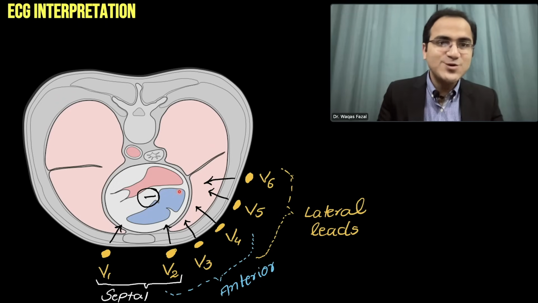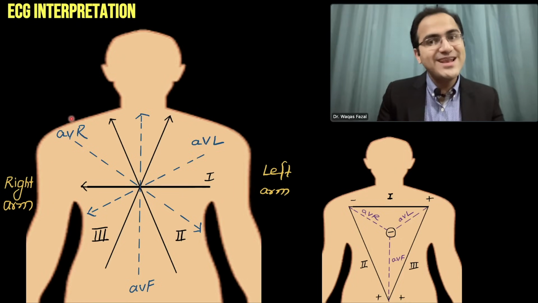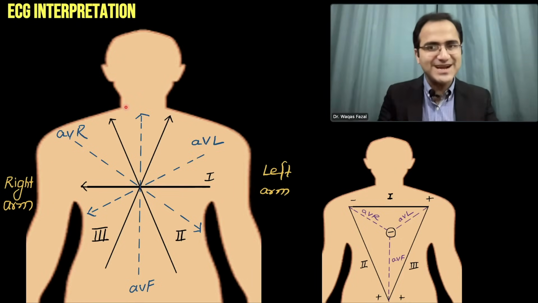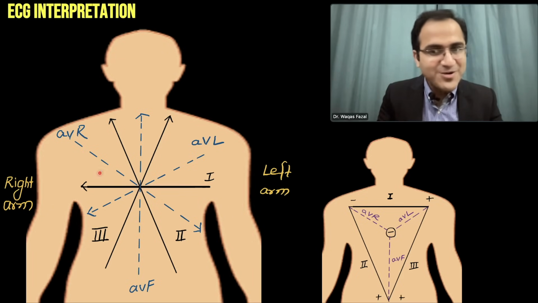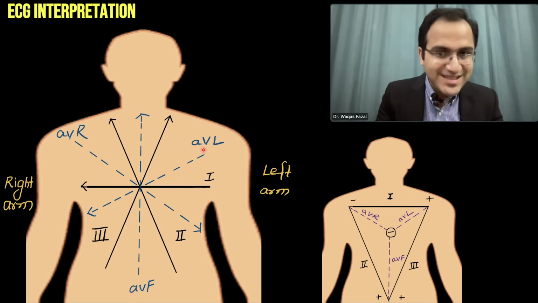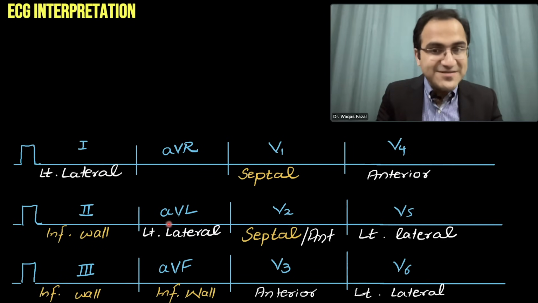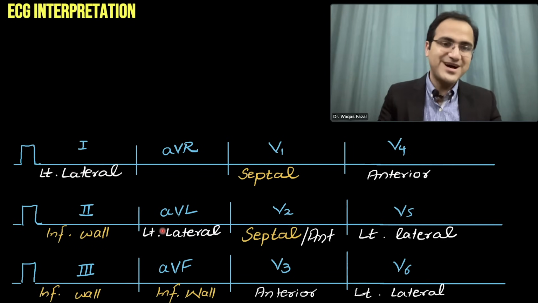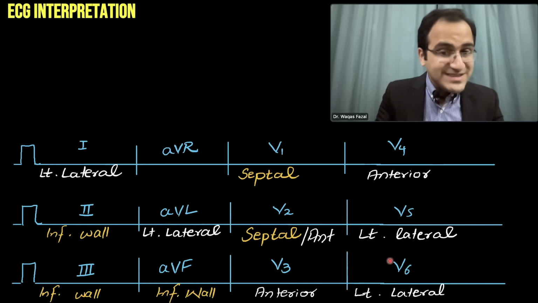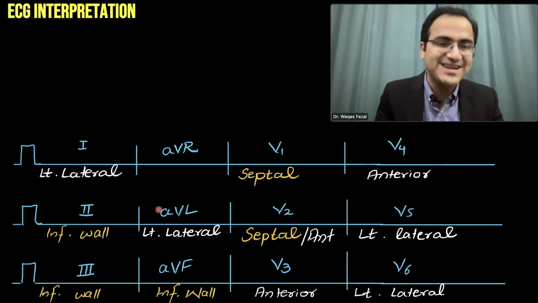Now, if I ask you what are the leads looking at the lateral side of the heart, these are leads V4, V5, V6. And in the hexaxial leads, what are the leads that are looking at the lateral side of the heart from positive to negative side? These are basically lead 1, looking at the lateral aspect of the heart from positive to negative. Lead AVL, looking at the lateral aspect of the heart from positive to negative. So lead 1, lead AVL are looking at the left lateral aspect of the heart. Leads V5, V6 are also looking at the lateral aspect of the heart. So if there is a lateral wall MI, you will see changes in lead 1, lead AVL, lead V5, lead V6.